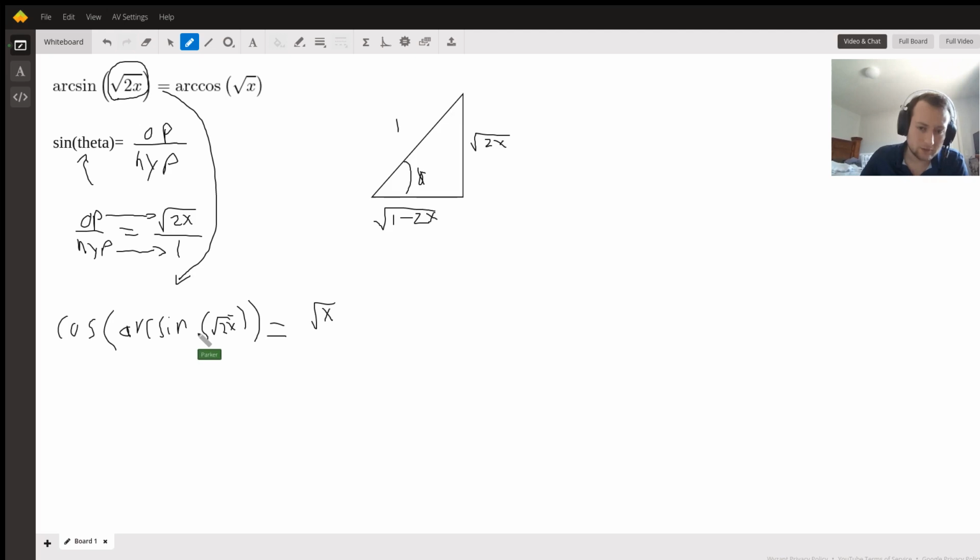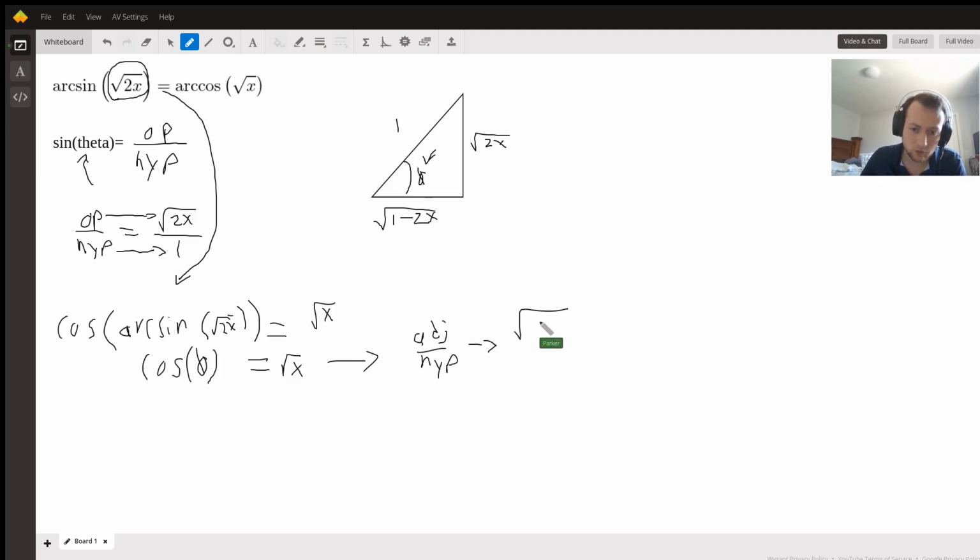Now, arcsine of square root of 2x is going to be equal to this theta. Once again, we don't need to know what that theta is, because all we're doing is taking it and plugging it into cosine. So we could rewrite this as cosine of this theta that we have inside of the triangle, and it's equal to square root of x. Cosine is equal to adjacent over hypotenuse, which becomes square root of 1 minus 2x divided by 1 is equal to square root of x.